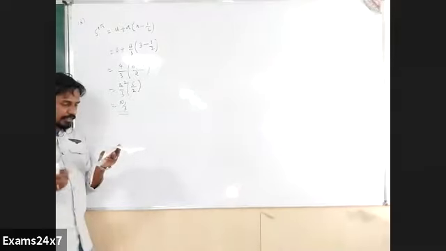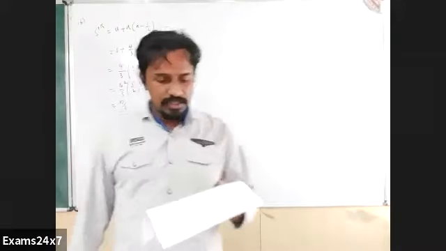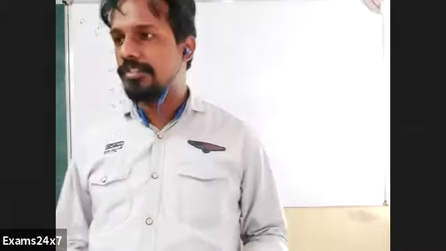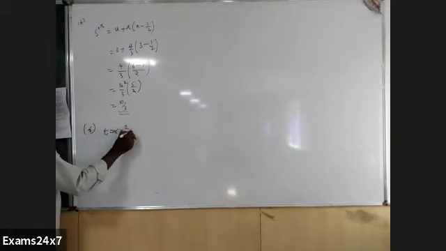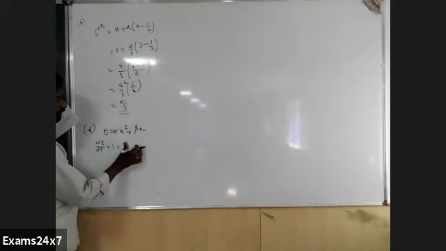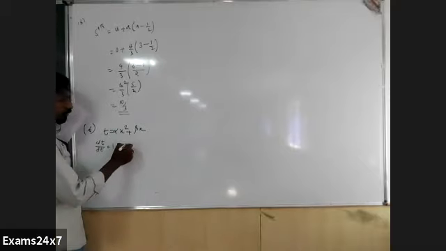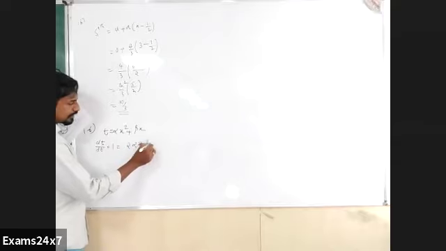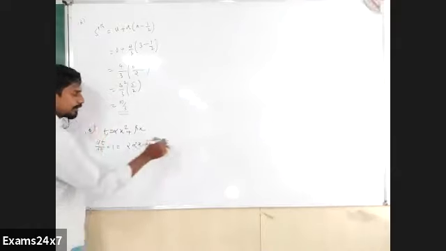Next, the relation between time t and the distance x is t equals alpha x square plus beta x, where alpha and beta are constants. Find the retardation. A similar problem we did. Given that t is equal to alpha x square plus beta x, differentiate with respect to t. dt by dt is 1, equal to 2 alpha x dx by dt plus beta dx by dt.